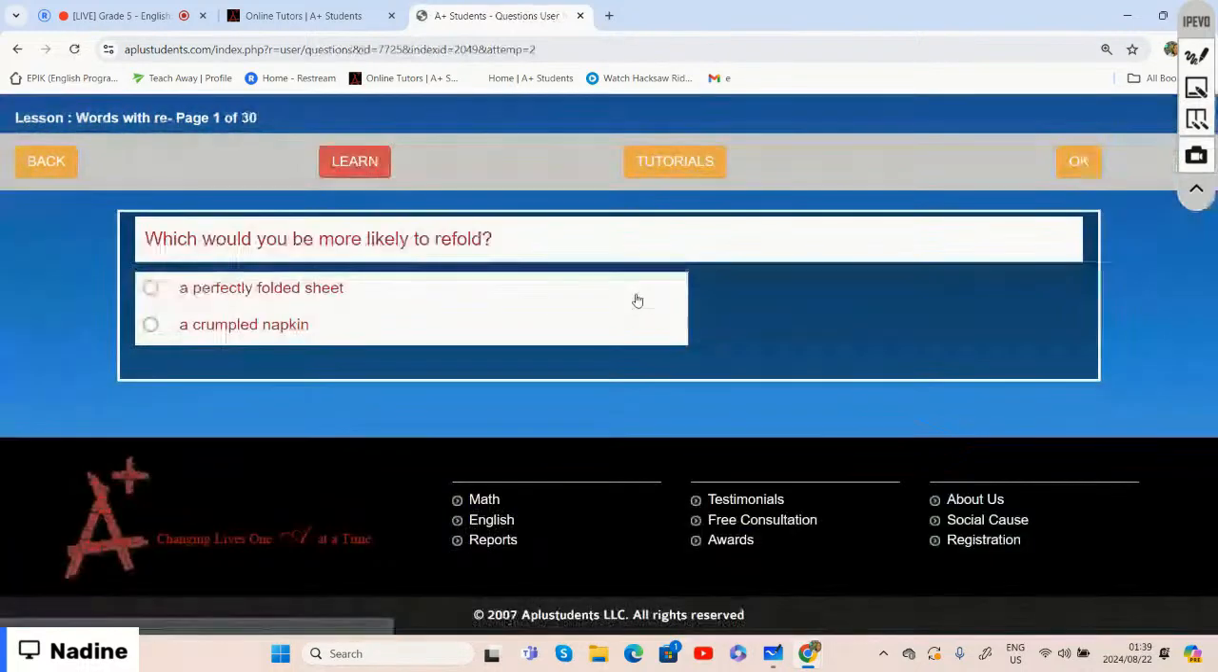All right, so which would you be more likely to refold? Is it a perfectly folded sheet or a crumpled napkin? Sorry, so a perfectly folded sheet or a crumpled napkin.